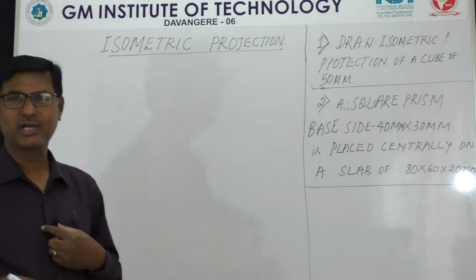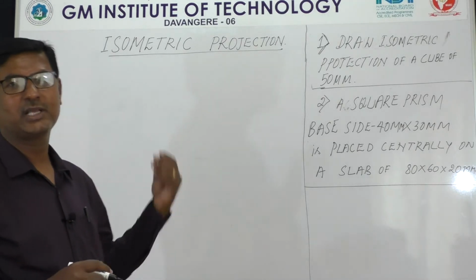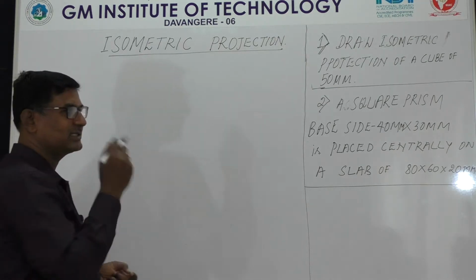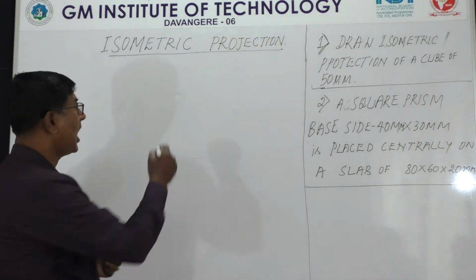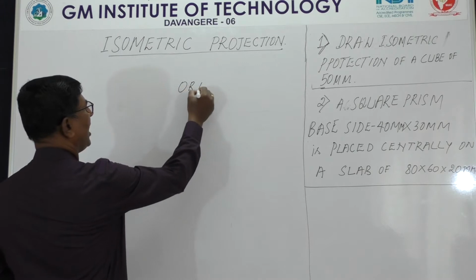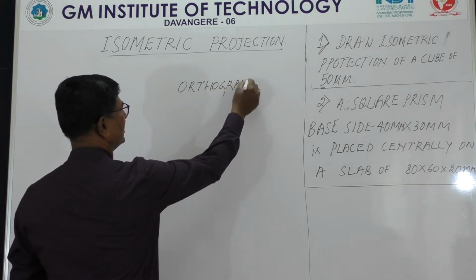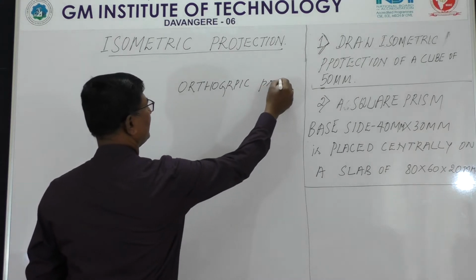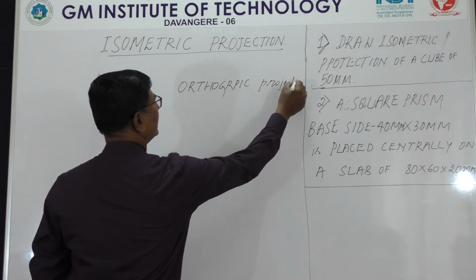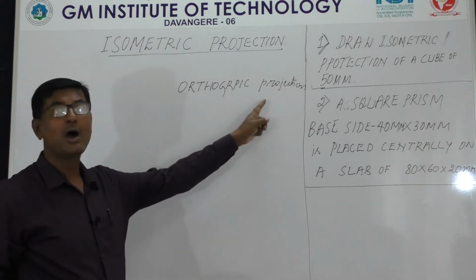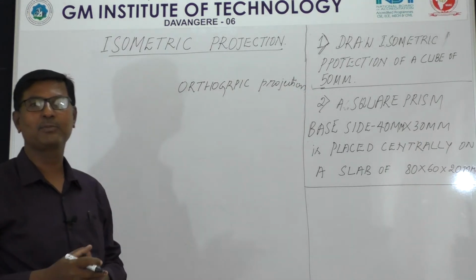In order to understand this isometric projection, you need to go back into the consequence and the process that we follow in orthographic projection. So far you have done everything in orthographic projection. That means projection of points, projection of lines, projection of planes, projection of solids, everything we have done in orthographic projection. What is orthographic projection?